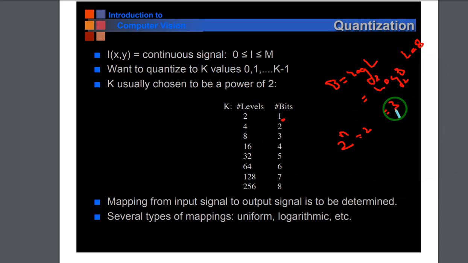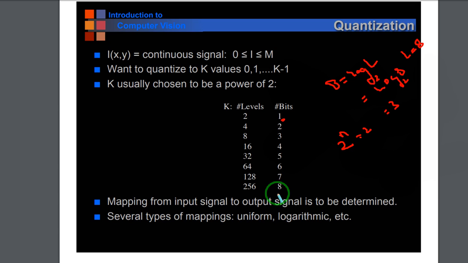So this is a method for how you can find it. Once you have 128 levels, how many bits do you have? 7. When you have 256, then you have 8. So when you increase your number of levels, automatically your number of bits is going to increase. Or if you increase your number of bits, your number of levels is going to increase. This is more important.